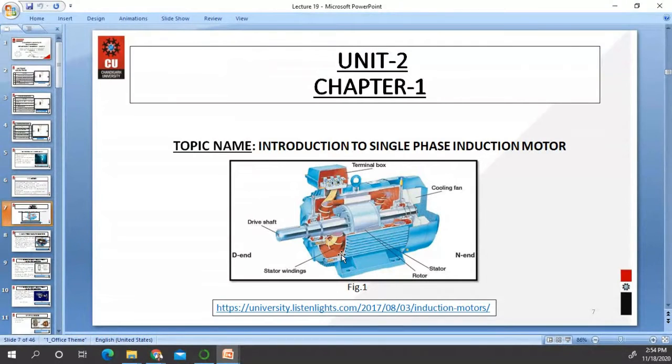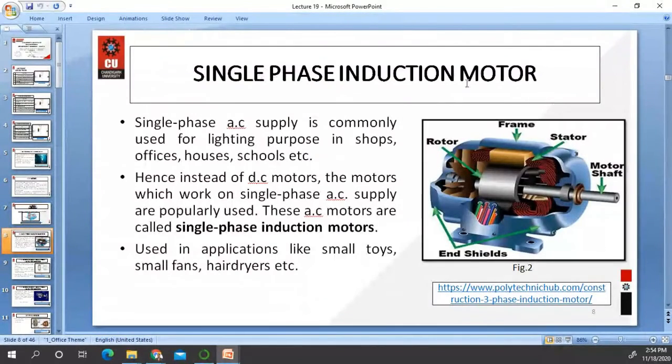Okay, and we have some stator winding. These stator windings are placed outside this rotor. And inside this rotor, you have to place this complete drive shaft. So now how this single phase induction motor will work, we will explain right here. You can see the internal constructions for this single phase induction motor.